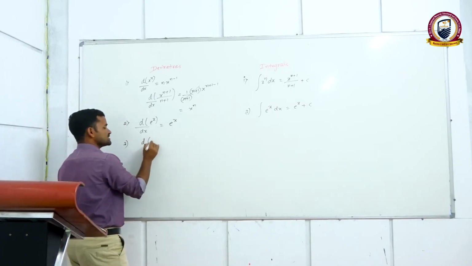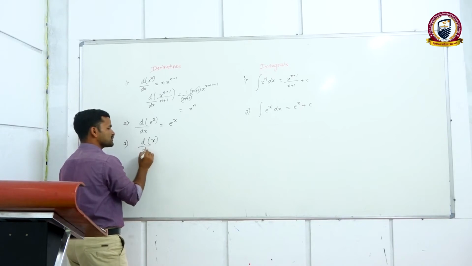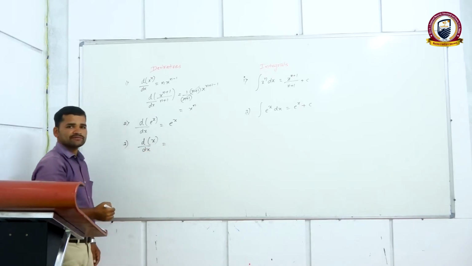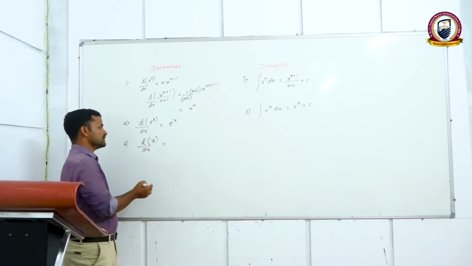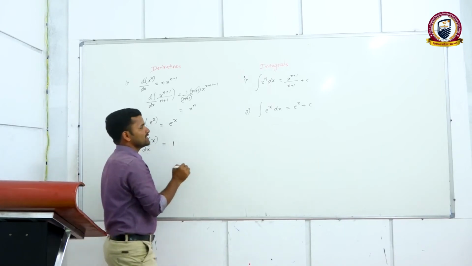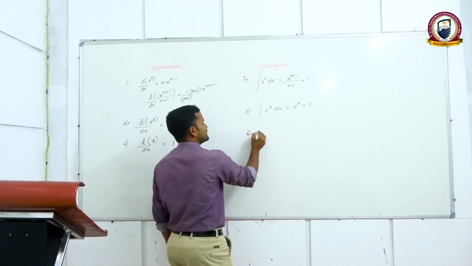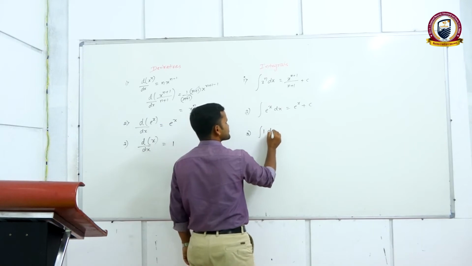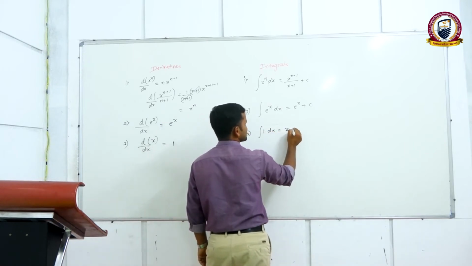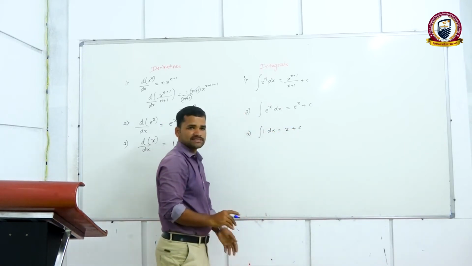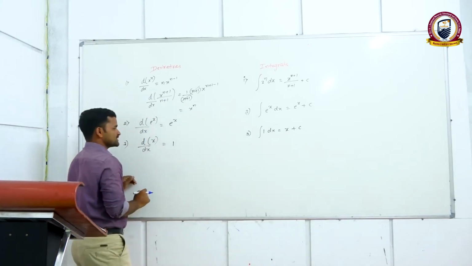Coming to third. What is the differentiation of x with respect to x? Differentiation of x with respect to x is 1. Now we have integration of 1 with respect to x is equal to x plus c. Plus c is must and should. Why plus c is must and should?